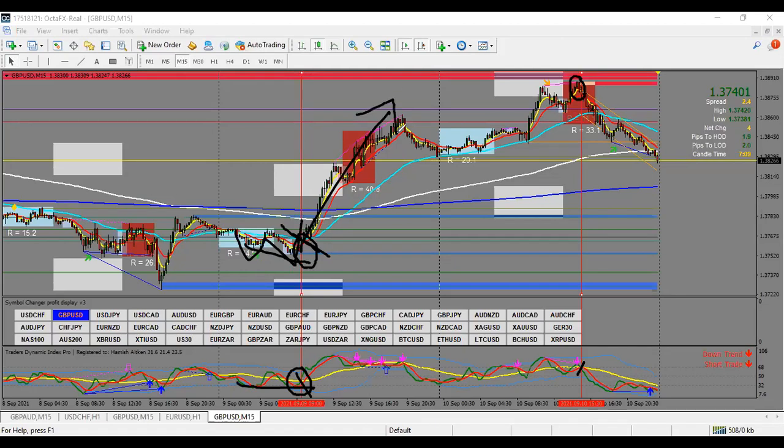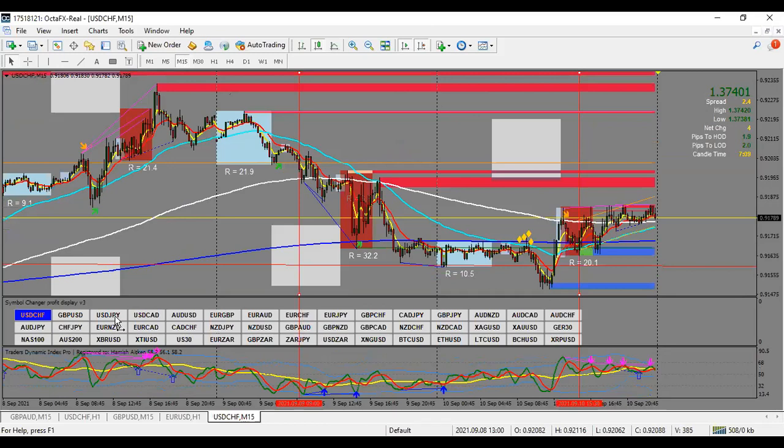We have just 3 minutes to end this session. So this is how this thing works. You can try it on different pairs, see how it works, but ensure that you are using it in line with your M and W pattern entry. We have very limited time.